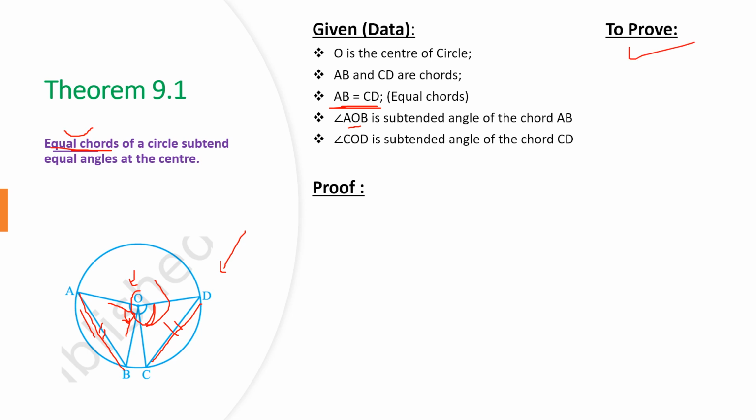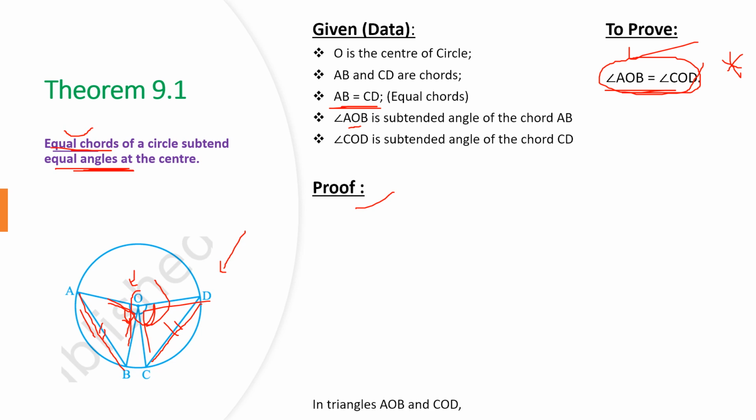Now, what do we need to prove? Let's understand. We need to prove that the subtended angles AOB and COD are equal. Equal chords subtend equal angles at the center. We have to prove angle AOB is equal to angle COD. This is the aim, the subject of our proof. Let's see how it goes.